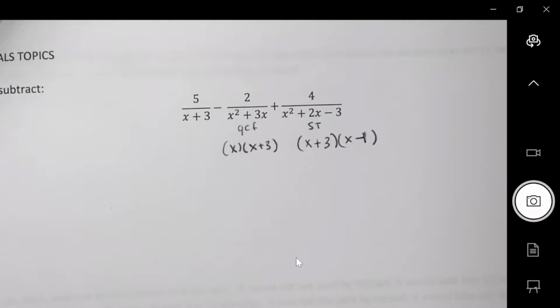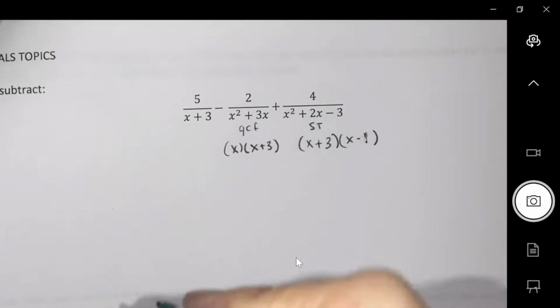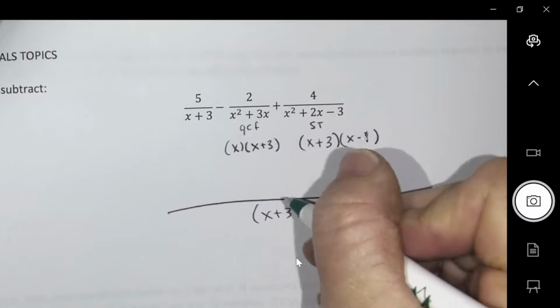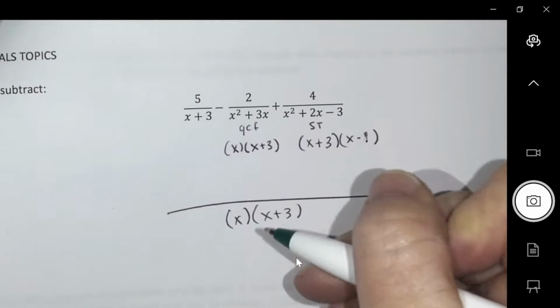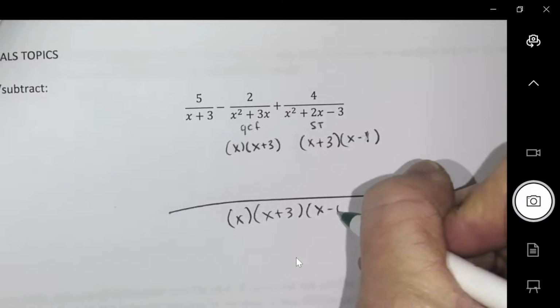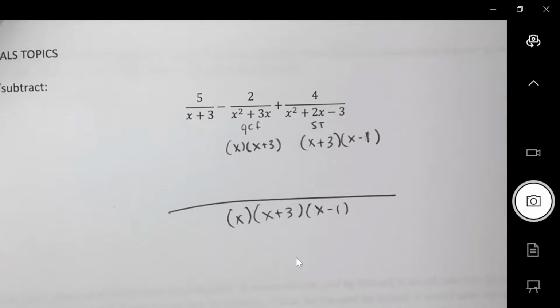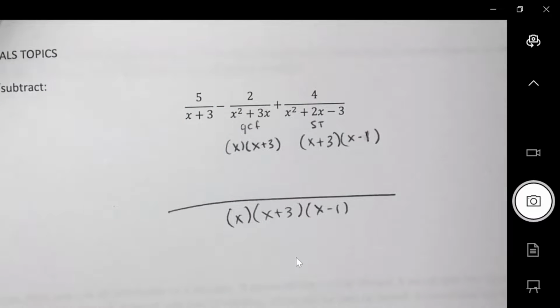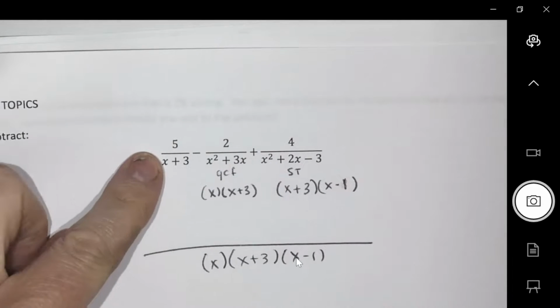Okay, so we're going to pick a common denominator, so you're going to have to think, what do I all need to have in my bottom? Okay, so I'm going to need an x plus 3 in there. I'm going to need just an x, and I'm going to need an x minus 1. So this bottom would fit in there, this would fit in there, this would fit in there. So that works.